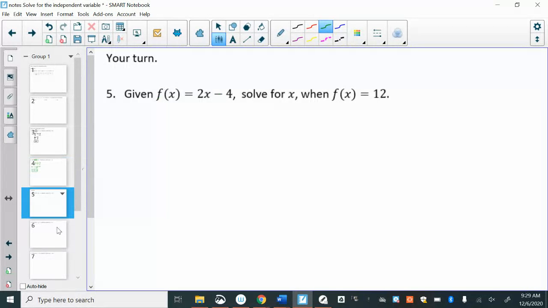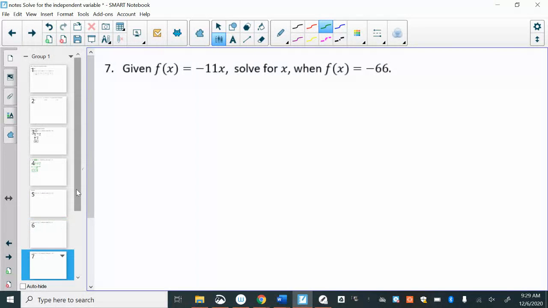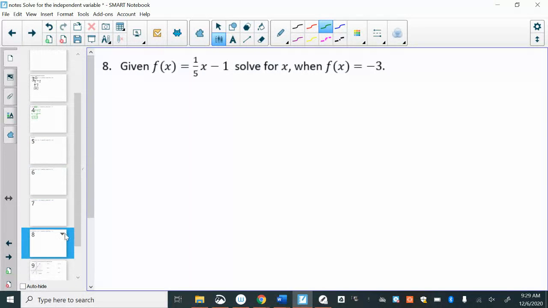I have 4 problems here. You guys would be solving them in Pear Deck. So try those, the answer keys in Schoology.